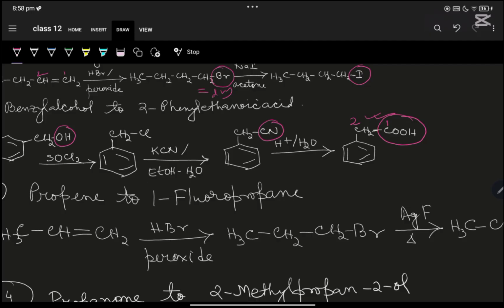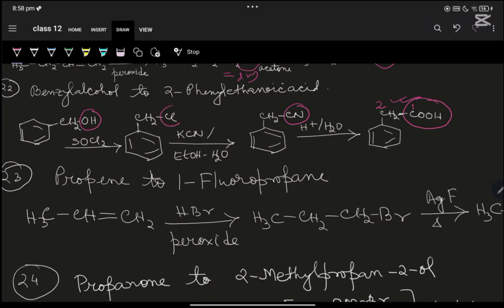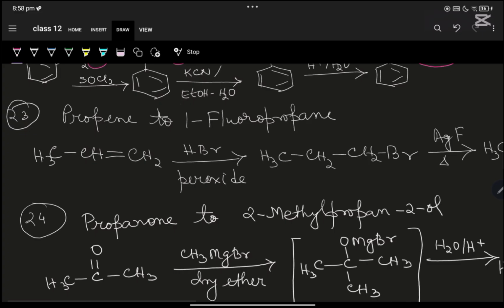So in order to obtain CN, you need to convert it to Cl giving SOCl2, and then give alcoholic KCN. When you are giving alcoholic KCN, then you are getting CH2CN. You have increased the number of carbon atoms and just go to H plus H2O, or you can directly write H3O plus also. Then CN will get converted to COOH.